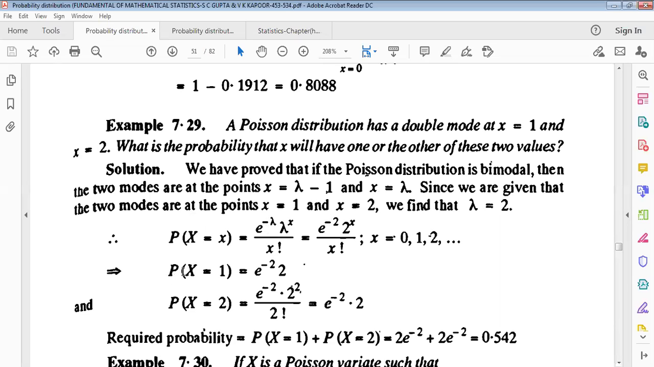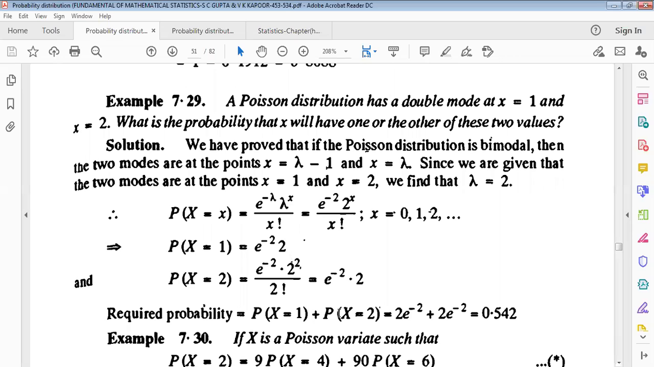For x equals 1, putting 2 to the power 1 and 1 factorial, we get this. For x equals 2, we get this. So the required probability will be the sum of these two. If we take the sum, then we get this. Very easy.